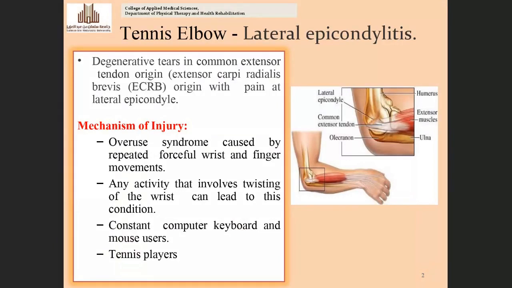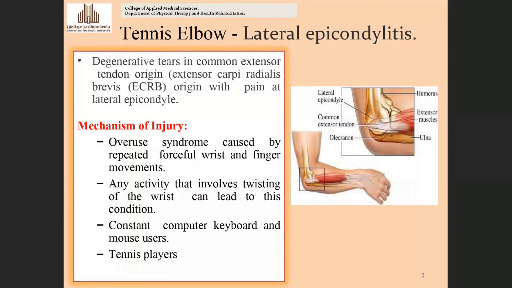So let's start with the first condition at the elbow, that is tennis elbow. It is otherwise known as lateral epicondylitis. It means there is an inflammation at the lateral epicondyle of the humerus. Apart from that, there are degenerative tears in the common extensor tendon origin, especially the extensor carpi radialis brevis muscle, which is getting involved in this condition, and there is pain at the lateral epicondyle.